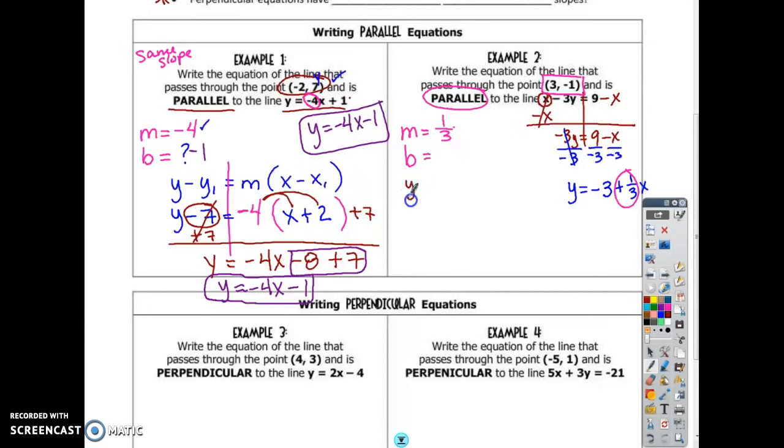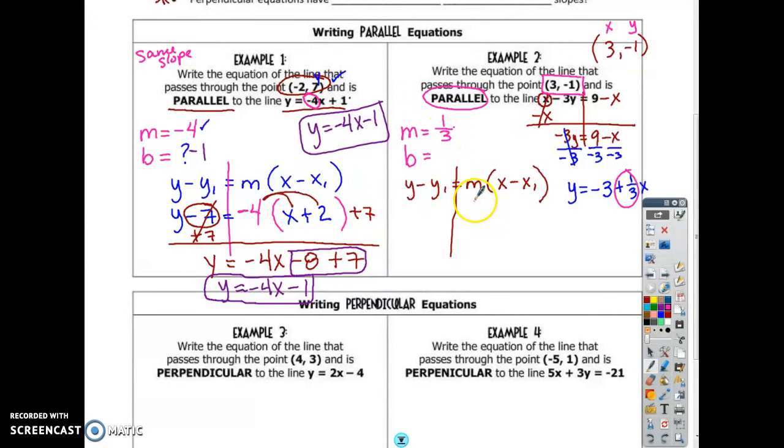Remember, it's y minus y1 equals m parentheses x minus x1. I'm using 1/3 as my slope. Okay? And I'm using 3, -1 as my point. 3, -1. That's going to be my x and my y. So you can pause the video and finish that one, and then I'll start example number 3.